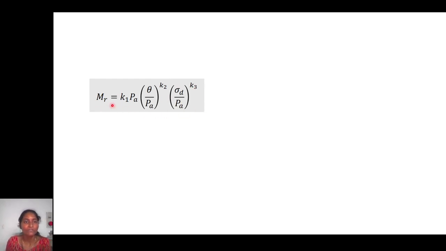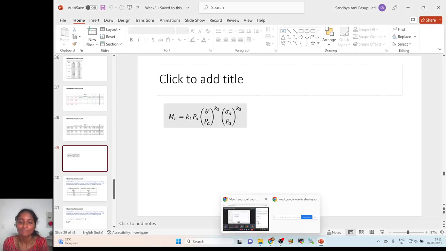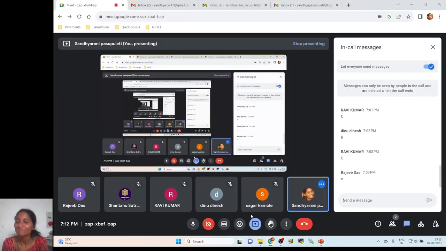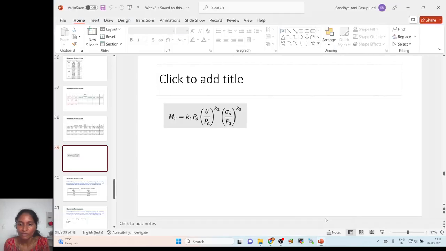If you take this equation, most of the things are known to you, but only K1, K2, K3 are unknown. So if you have three unknowns and you are able to write three equations, you would be able to solve them and find out those K1, K2, K3. Is there anybody having doubt with this? Okay, I assume everybody understood.